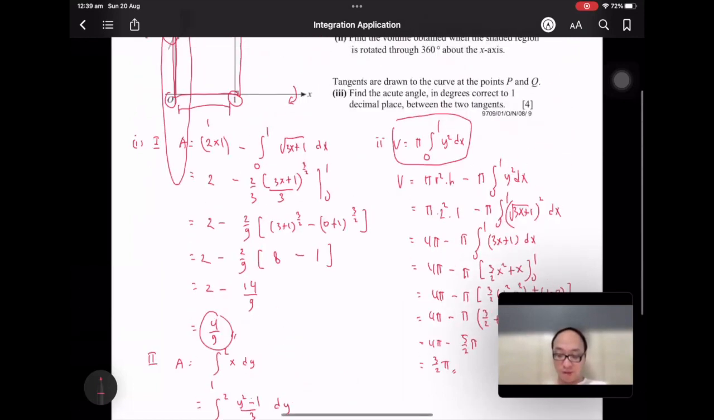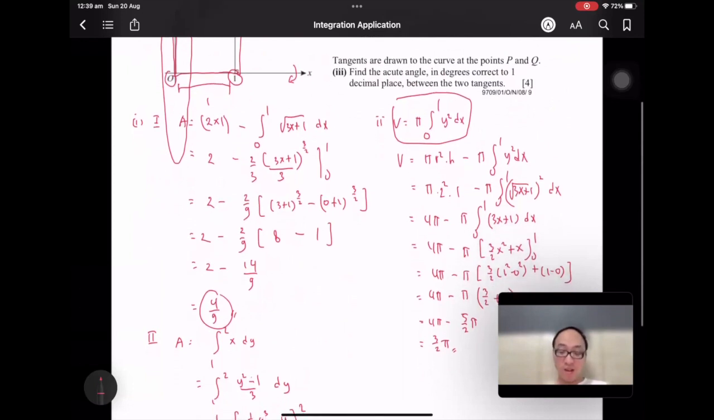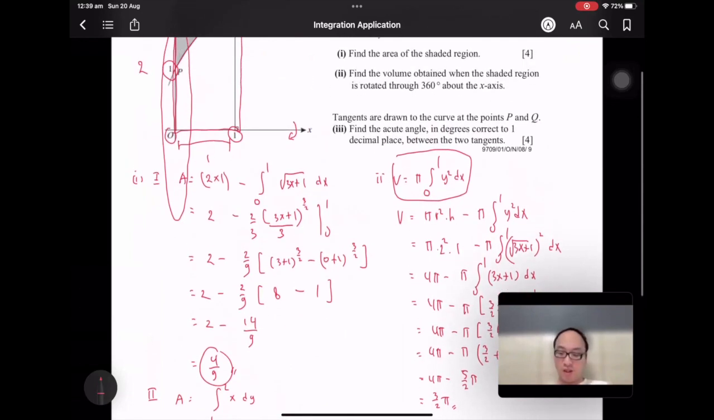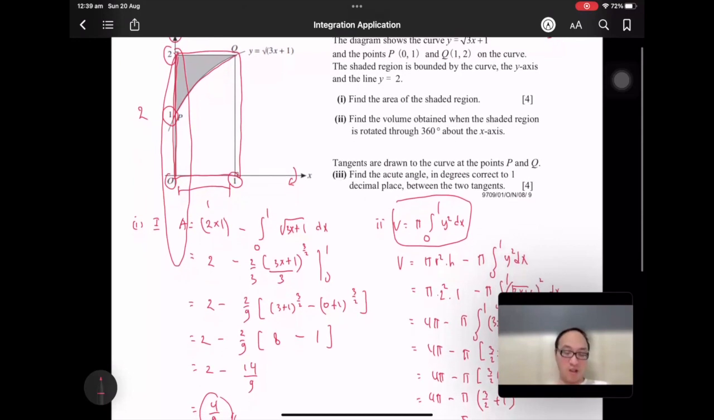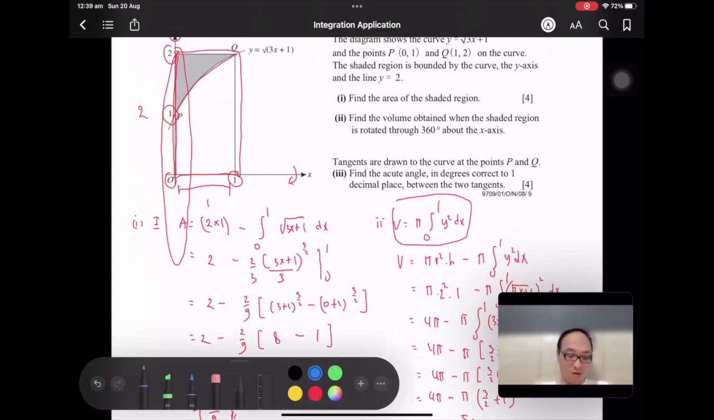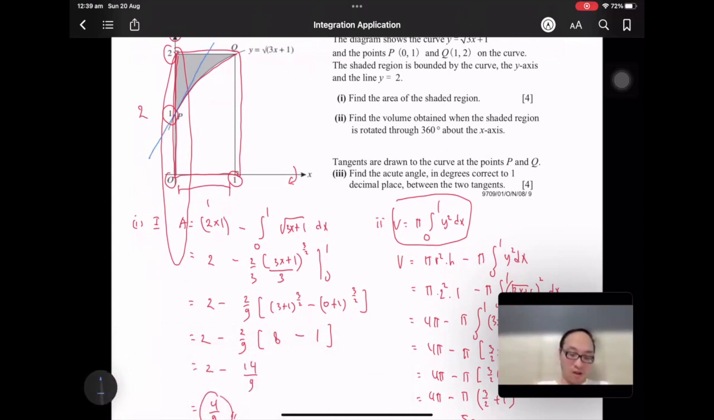That's it. The third one: tangents are drawn to the curve at points P and Q. Find the acute angle between the two tangents. So P and Q, we draw the tangent there, the tangents here, and of course the tangents here. And we are looking for the acute angle between the two tangents.